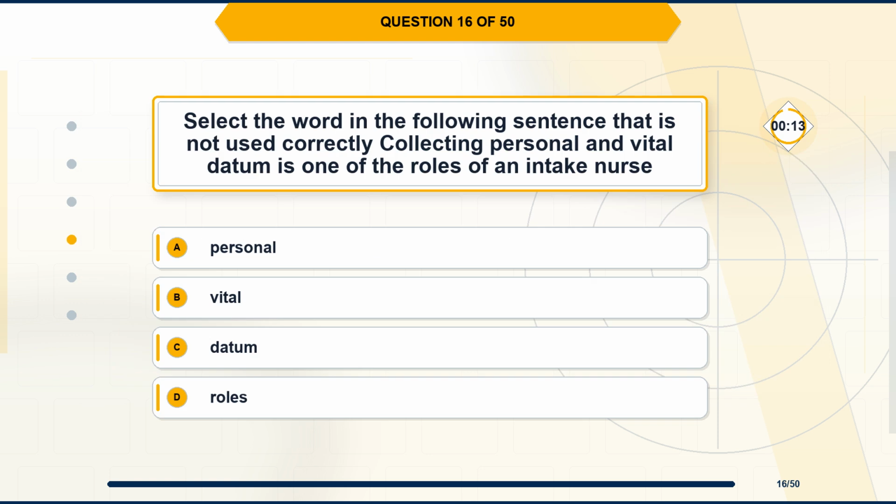Question 16. Select the word in the following sentence that is not used correctly. Collecting personal and vital datum is one of the roles of an intake nurse. Option A, personal. Option B, vital. Option C, datum. Option D, roles.